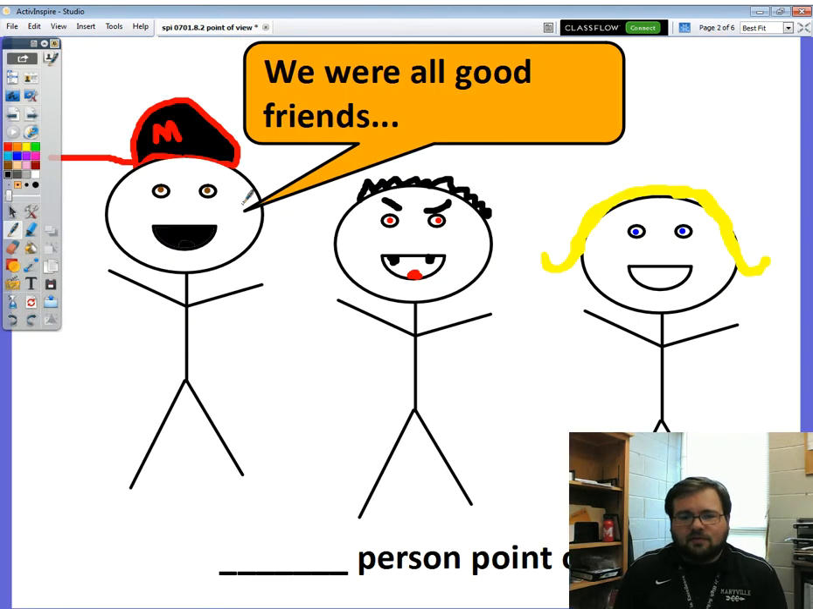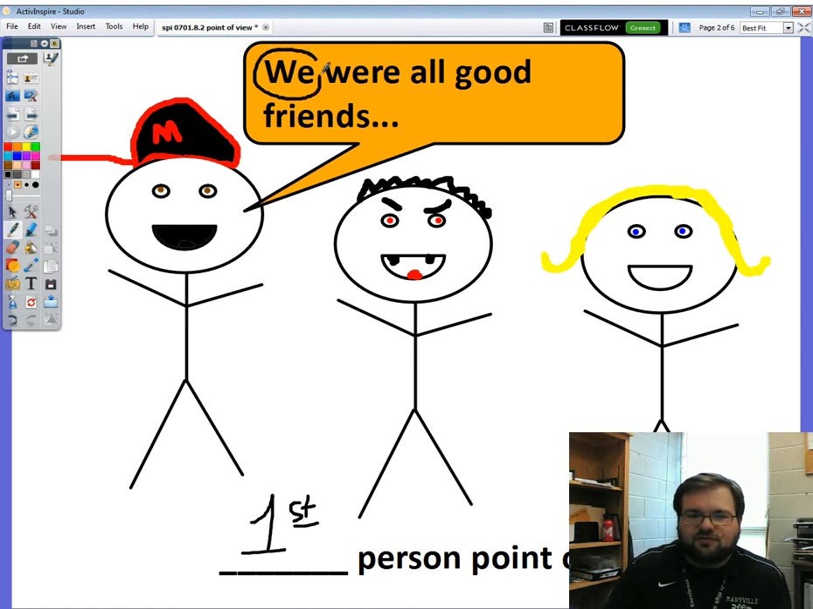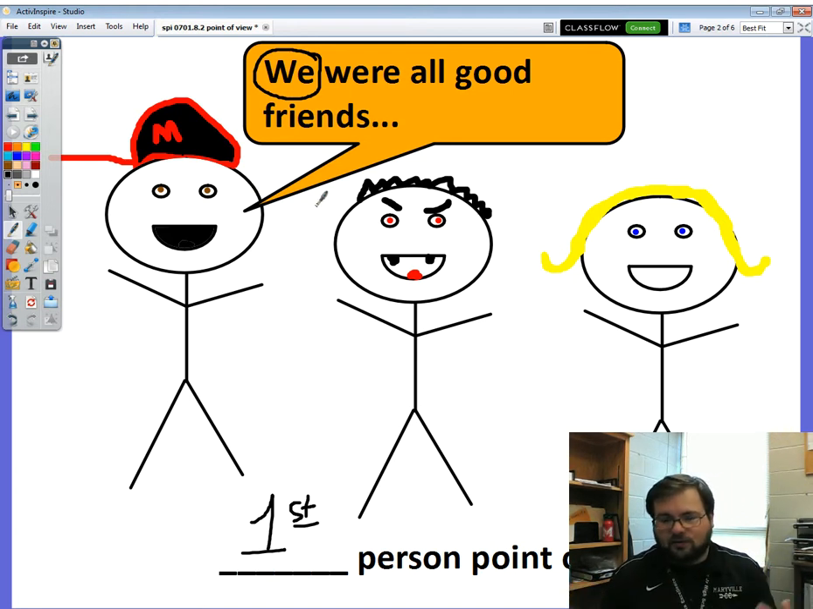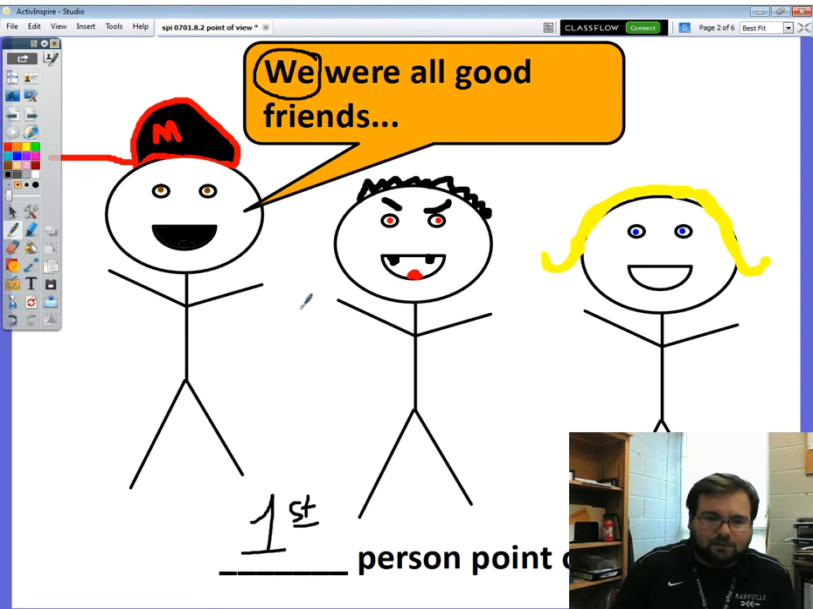We got these three people that are all good buddies, and it says, we were all good friends. So, yay, happy us, we're good friends. We can tell right off that this story is in first-person point of view. And we can tell that because they're using this first-person pronoun, we. First-person pronouns are those words like I, me, we, and us. So they mean that whoever you're talking about is you and the people that are with you. That's first-person point of view.